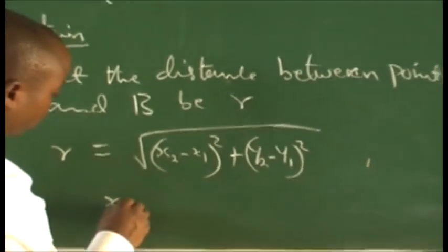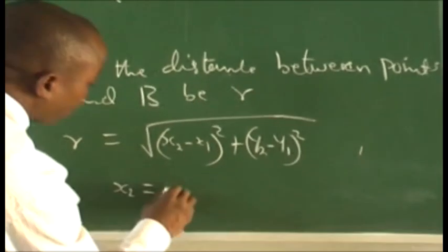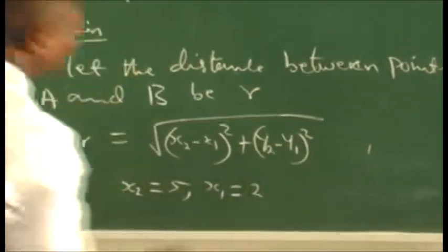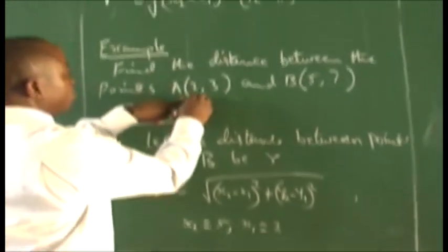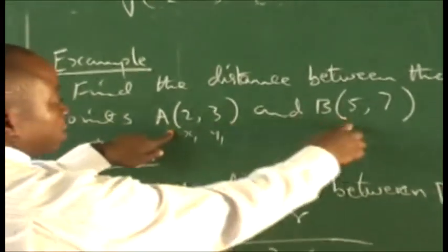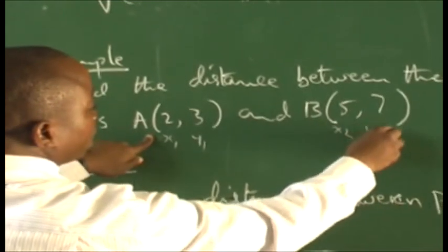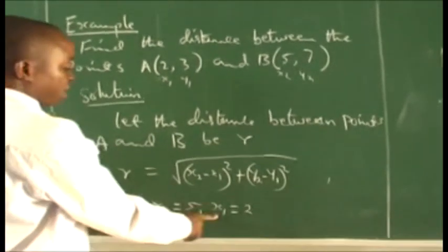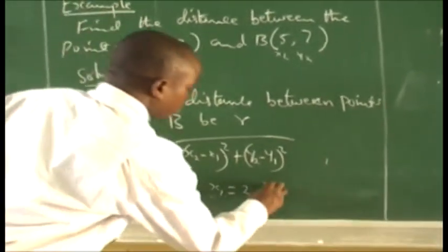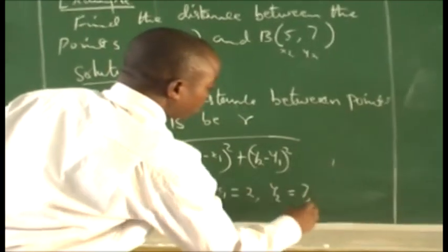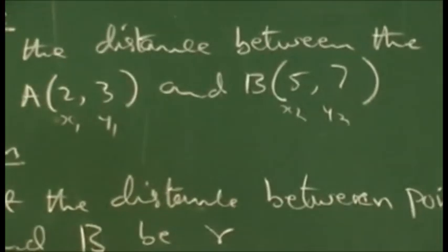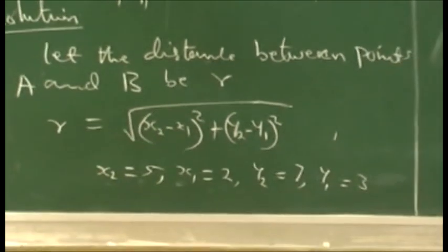But we know that x2 is equal to 5, x1 is equal to 2. This is the first point, so everything here will be x1, y1, and this one will be x2, y2. So x2 is 5, x1 is 2. Now what about y2? y2 is 7, and then y1 is 3. Now we will just substitute this in this formula.